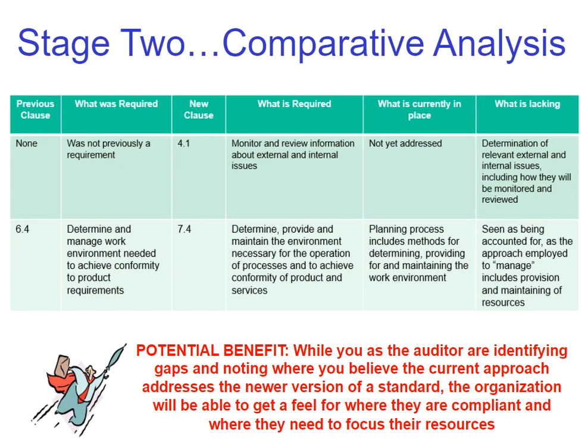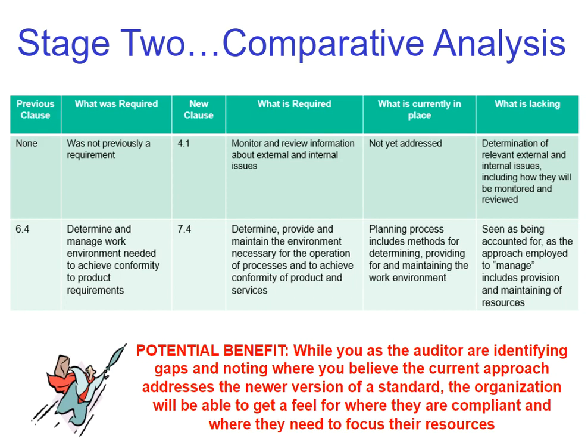It was a review of a planning process that included methods for determining, providing for, and maintaining the work environment. Meaning it was seen, just like it says under what is lacking, as being accounted for as the approach employed to manage. Meaning the way that they described manage in the previous version, in other words, what existed in their system, included provisions for maintaining of resources.